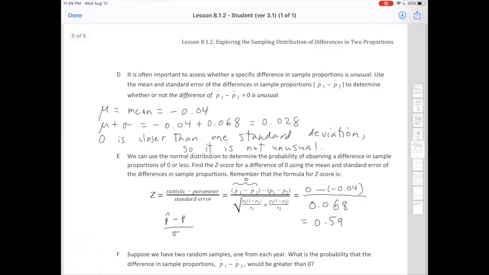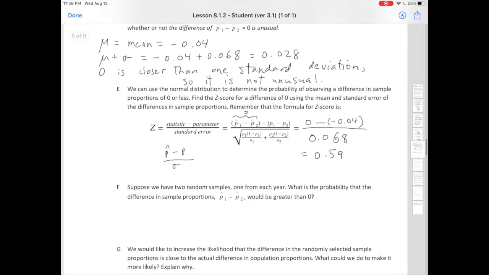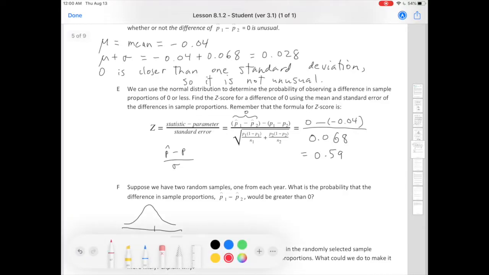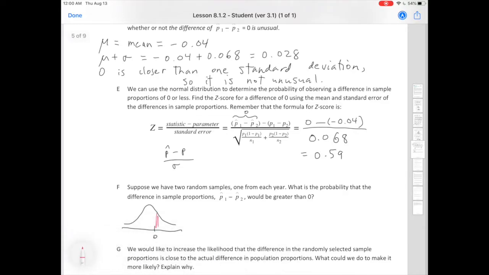Okay, so let's keep going. Suppose we have 2 random samples, one from each year. What is the probability that the difference in sample proportions would be greater than 0? Okay, well, we're talking about our normal curve. 0 is somewhere around here, and what we want to know then is what this area is, right? So how are we going to do this?